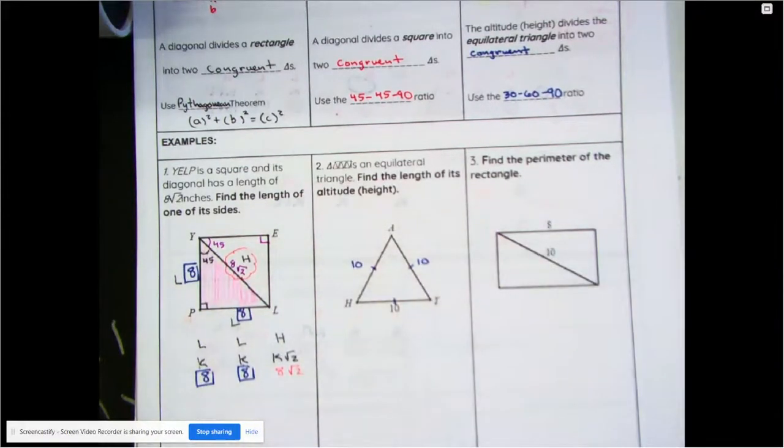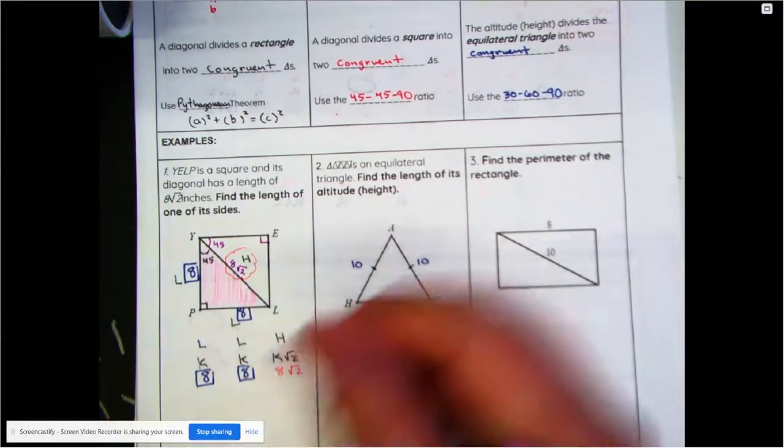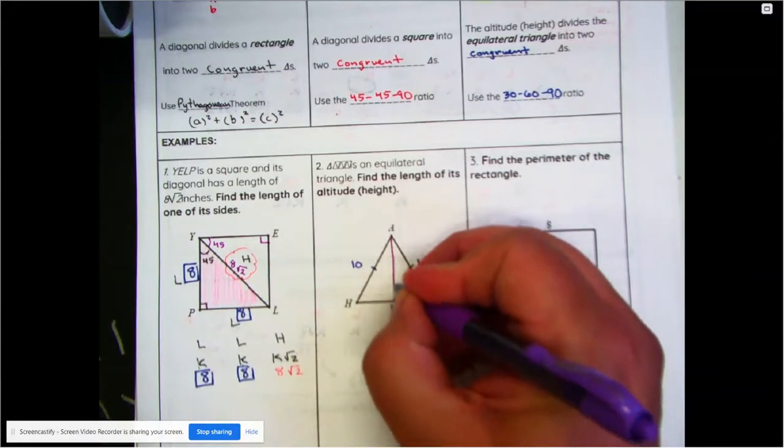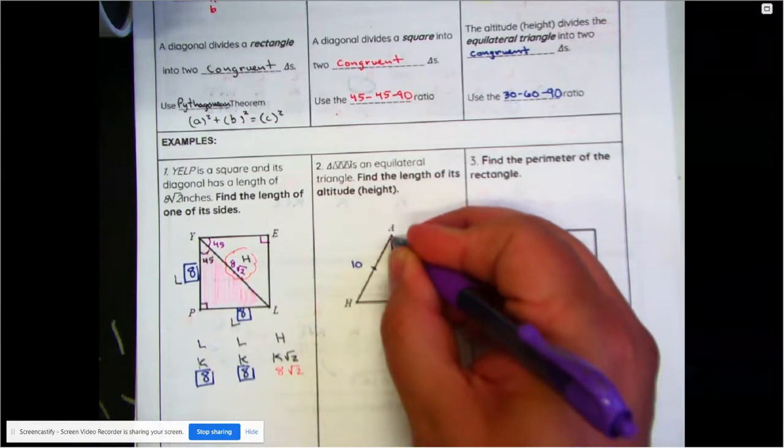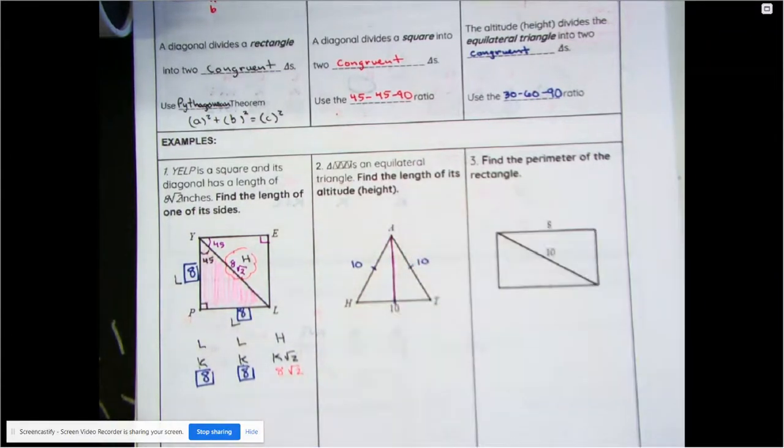All of them are 10. But if they want the altitude, they're asking me to find this line right here. They want to know how tall this triangle is. Think of it that way. They want that number right there. That's what they're looking for.